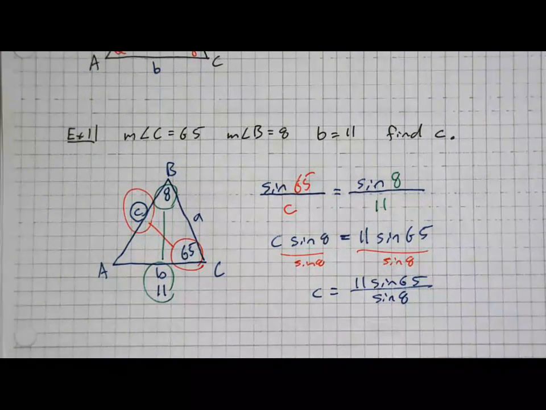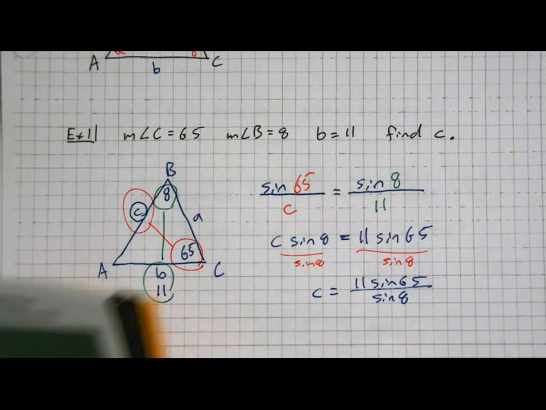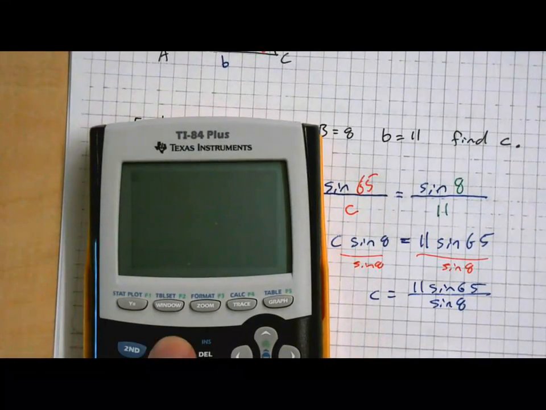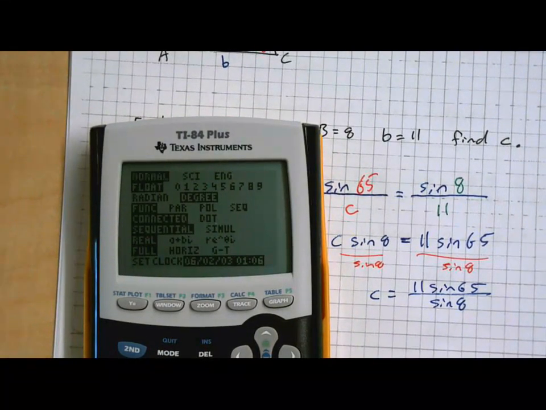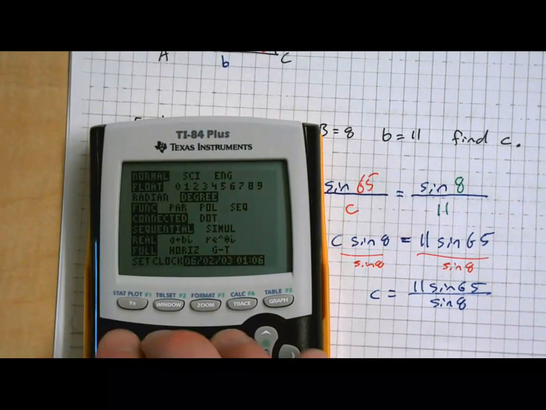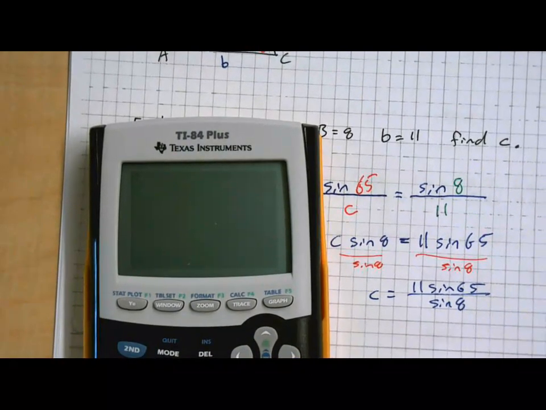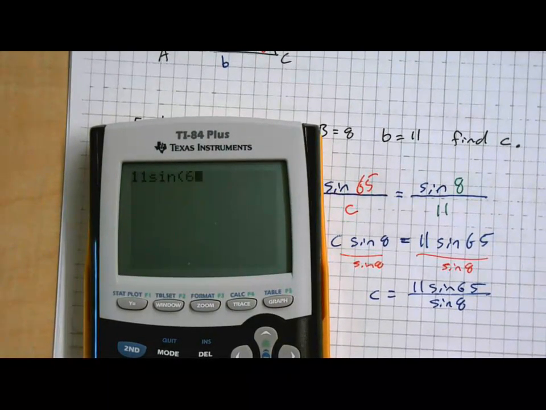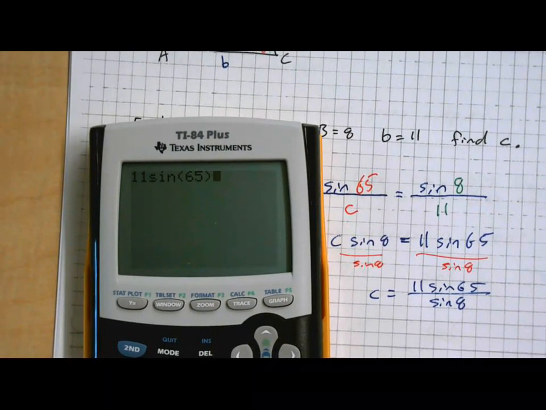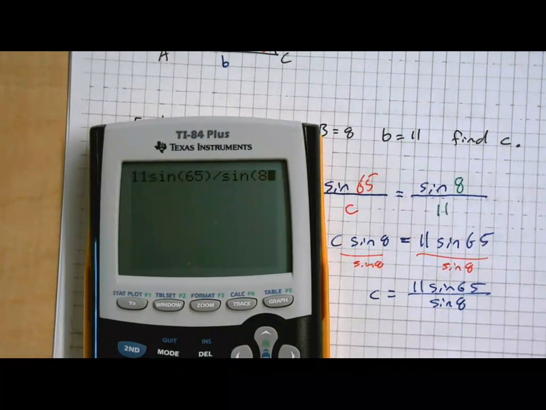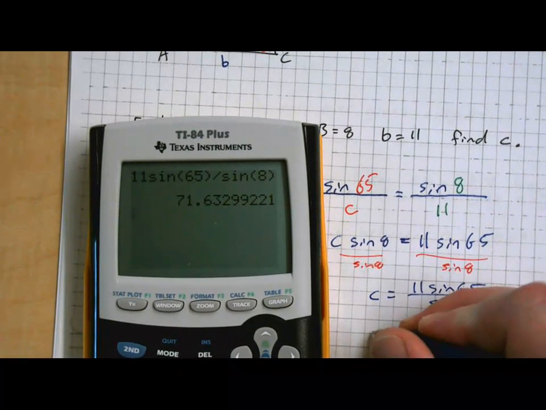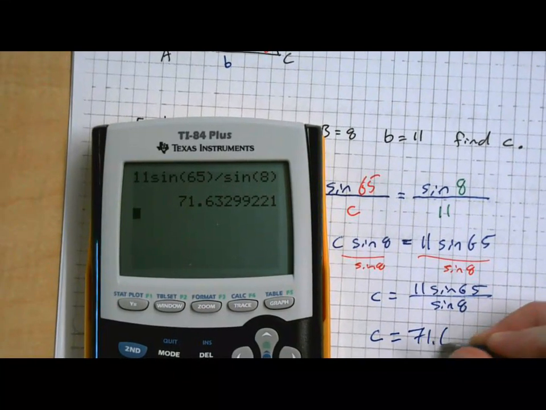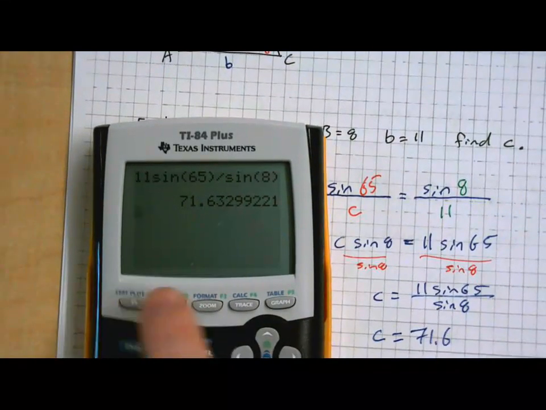Before we do, we should probably check our mode. What mode would we like to be in for angles? Like in degree mode. So double check, make sure you're in degree mode. Type that in to your calculator. Make sure your parentheses are correct. Don't forget your end parenthesis on that sine 65. And my hope is that we're all getting, let's go 1 decimal place today, about 71.6.